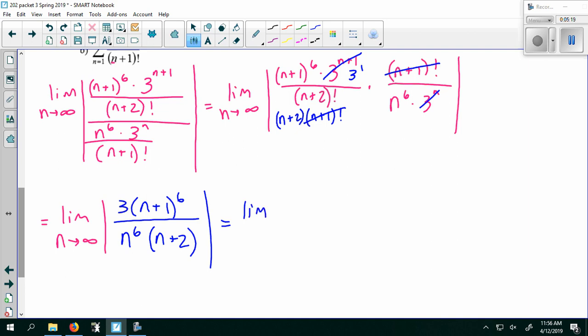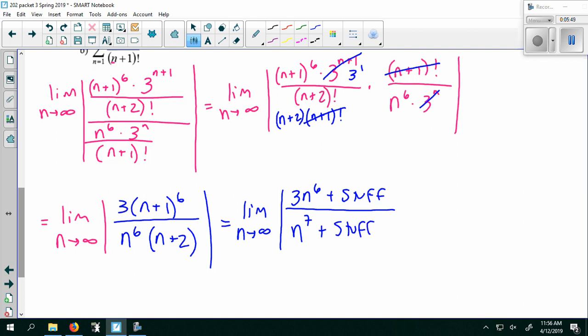All right, so this is the limit as n goes to infinity of, when I raise n plus 1 to the 6th power, the leading term is going to be n to the 6th. So I have 3n to the 6th plus some lower order terms, some n's to lower powers. And in the denominator, I'm going to distribute my n to the 6th to my n plus 2, and I get n to the 7th.